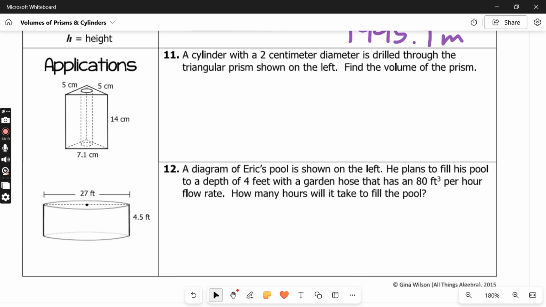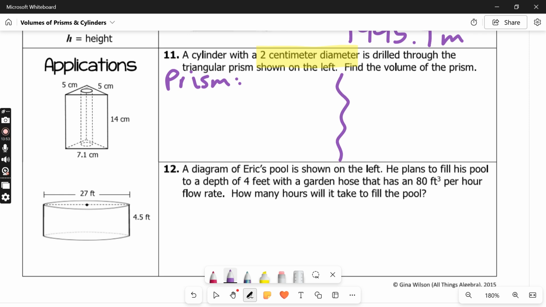Okay, so then we have some application problems. We have a cylinder with a 2 centimeter diameter is drilled through a triangular prism shown on the left. Find the volume of the prism. Okay, so what we're going to do is, it's kind of like your composite figures from before. We're going to find the volume of each and then subtract. Okay, I'm going to start with the prism. I'll cut this in half.